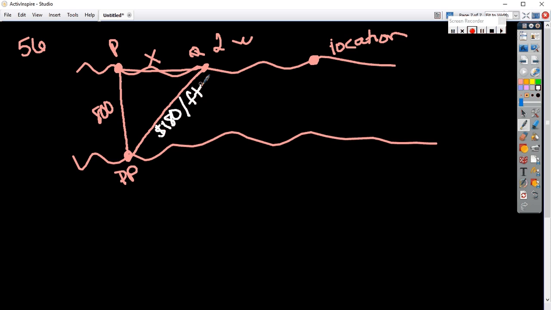Okay, so this is 10,560 feet. So this length is 10,560 minus x. Are y'all with me on that? Okay, look, to solve this problem, I'm going to need to find this, $180 per foot. Okay. And I'm going to need to find this, because this one is going to be $100 per foot.